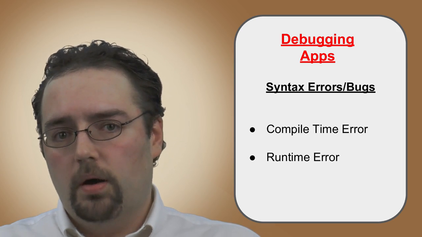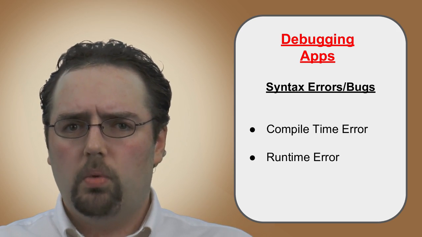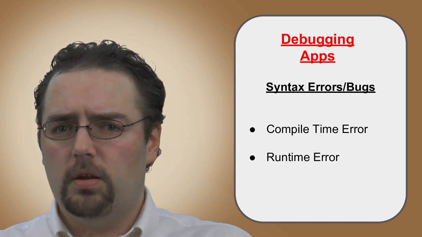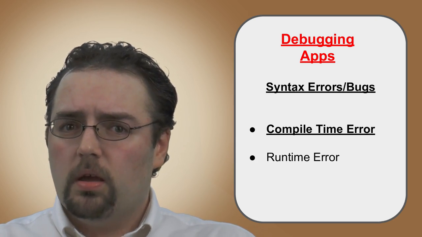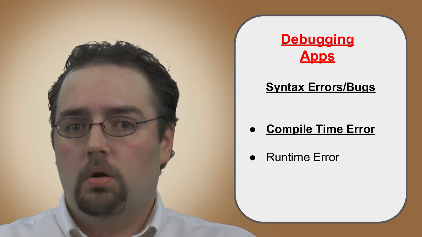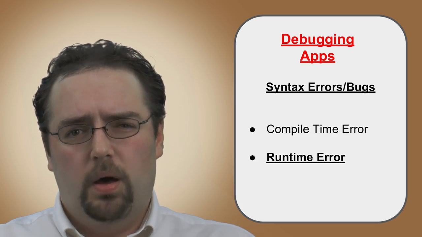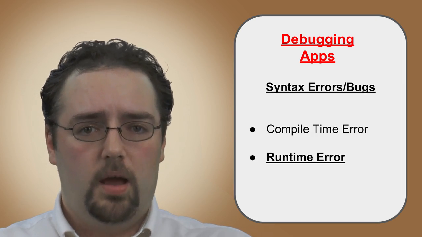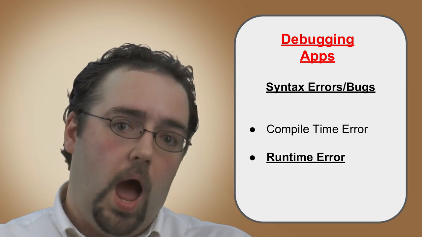The other type of bug is called syntax error. Syntax is the rules by which the programming language requires your program's source code to be written for it to be a valid program. Syntax errors can cause your program to not compile, which is called a compile time error, or if it does happen to compile, there can be advanced bugs that make it crash. These bugs are called runtime errors, since you only find them when you try to run your app.